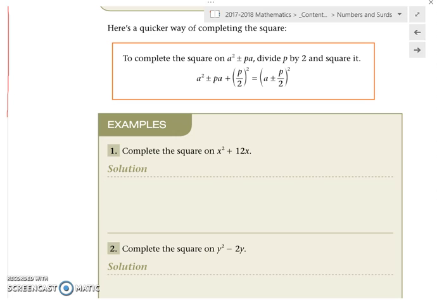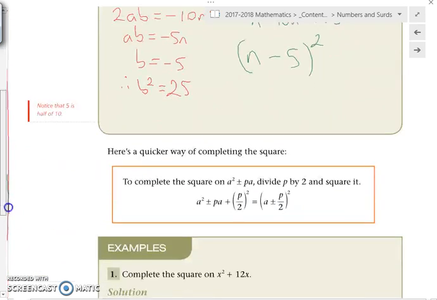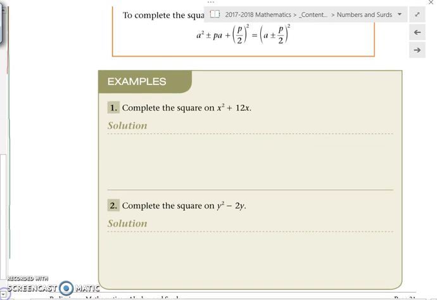All right, quicker way of completing the square. This is actually where you guys have been heading. You've actually been talking about it when you're doing these. To complete the square on a squared plus or minus pa, divide p by 2 and square it. I think you're doing that anyway, pretty much in your head. So if we've got an example here, we'll go through this example and it'll probably make more sense.